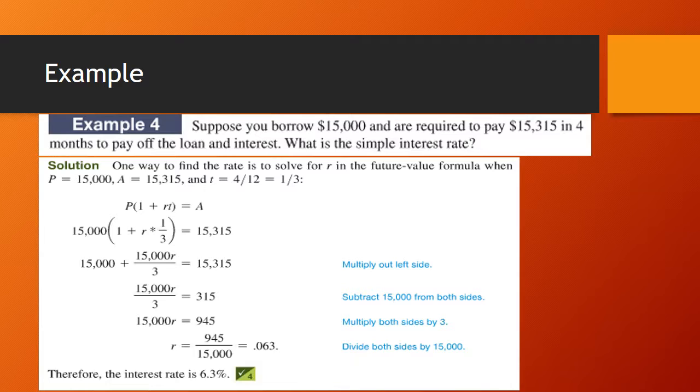Okay, so what we did was we just put all our numbers in. This time we're missing R, and then we use some algebra to solve for R. Once we've done that, we find that R is 0.063 or 6.3%.